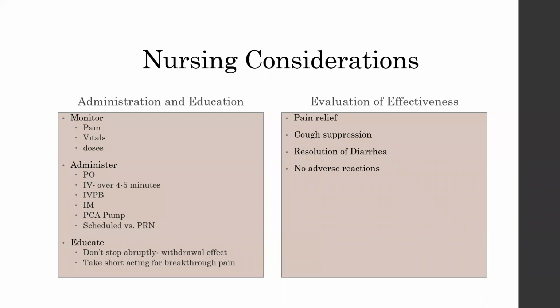PRN is typically used for breakthrough pain, where scheduled is for pain control and pain prevention. Education would be not to stop these medications abruptly because it can cause withdrawal, and to take short-acting medications for breakthrough pain. Evaluation of effectiveness would be pain relief, cough suppression, resolution of diarrhea, and no adverse reactions.